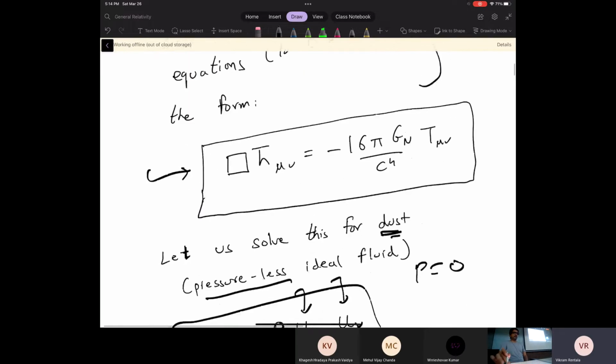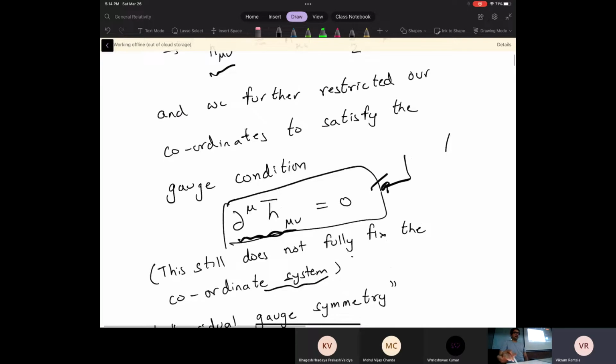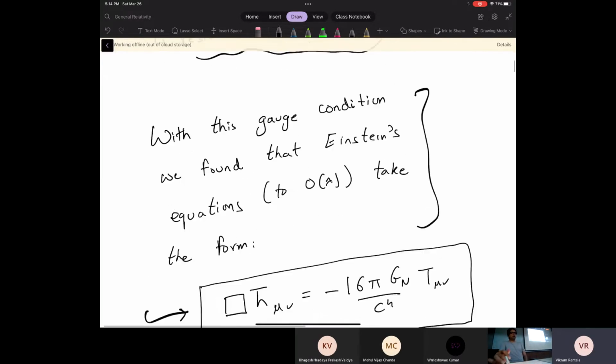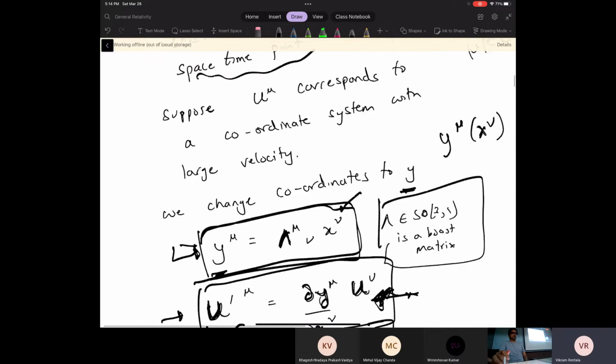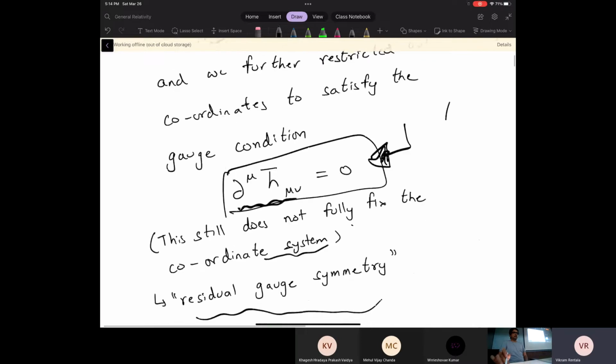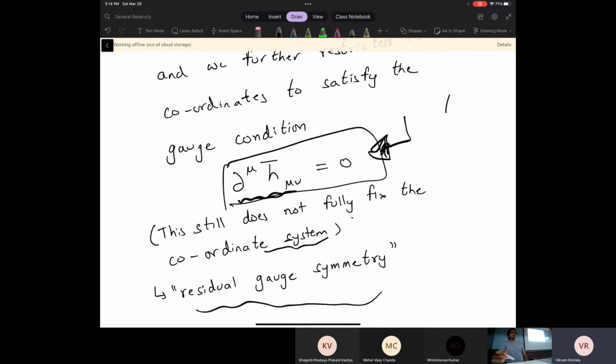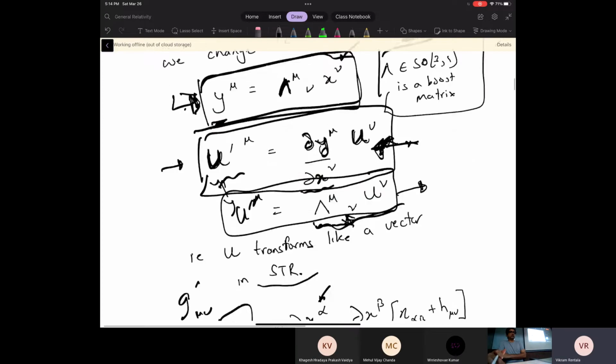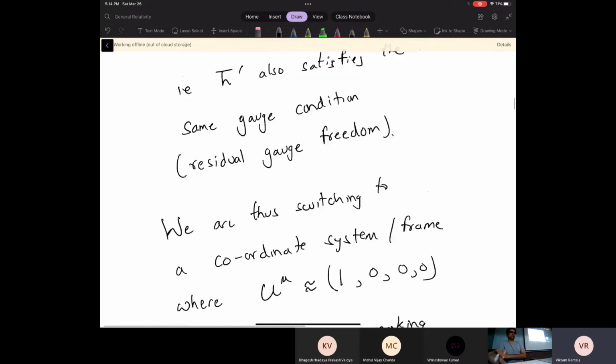Okay, so that's what I meant by this condition does not fully fix your coordinate system. You can still make these Lorentz transformations in your coordinate system, and in my new coordinate system, this gauge condition will still be satisfied. So you still have some residual gauge freedom. I'm using this residual gauge freedom to go to a coordinate system in which the fluid element is moving with a small velocity.